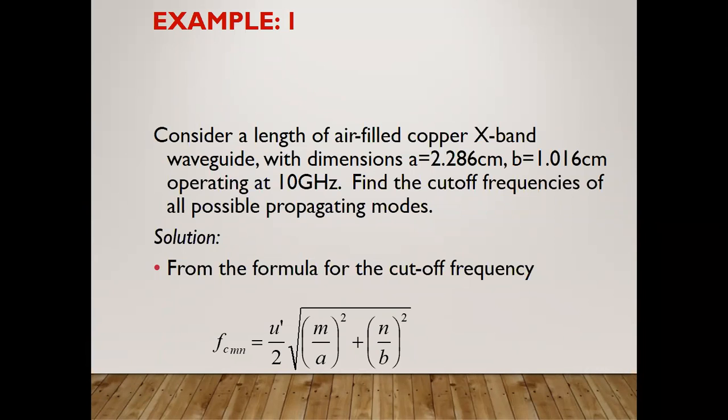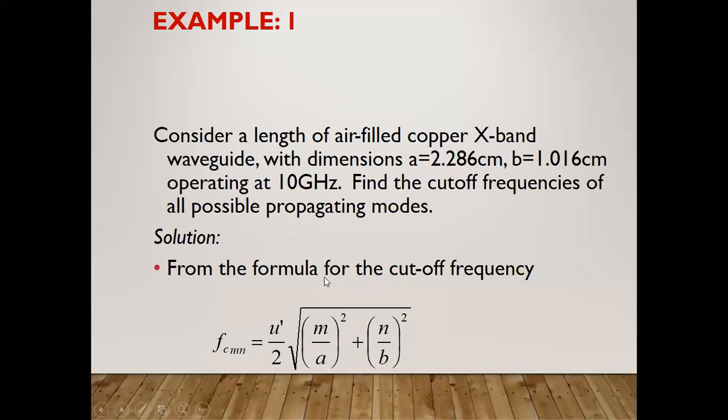X band waveguide, where the dimensions A and B are given, operating at a particular frequency. If the A and B values and the operating frequency are given, you can find the other parameters. Okay, how we can find the cutoff frequency and all the propagation modes. So this is one example of finding the cutoff frequency.